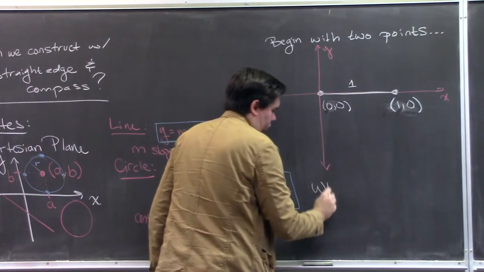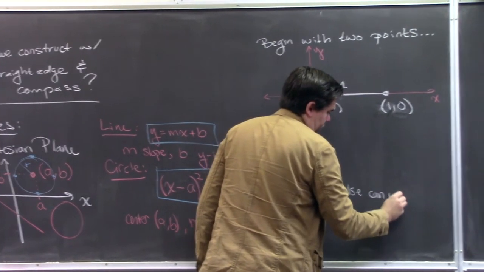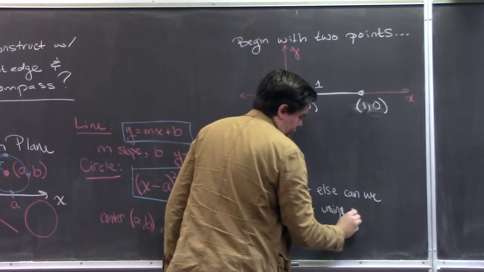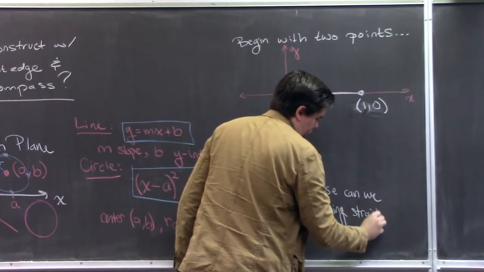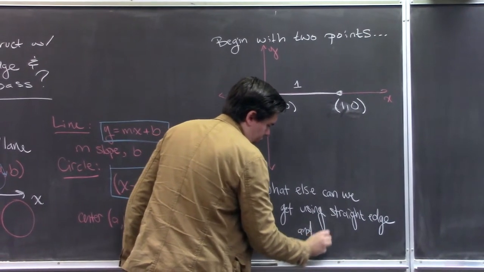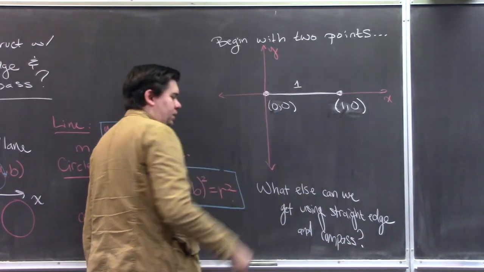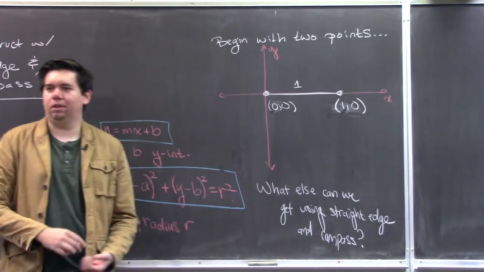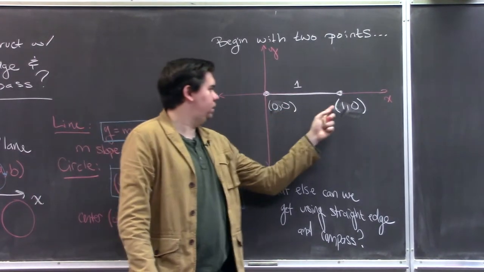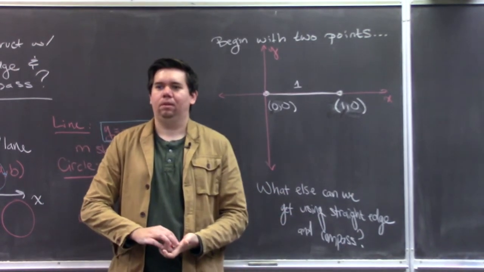So what else can we get using just straight edge and compass? What other points can we get using your straight edge and compass? So you help me out now. We have (0, 0) and (1, 0). What else can we get using the straight edge and compass?